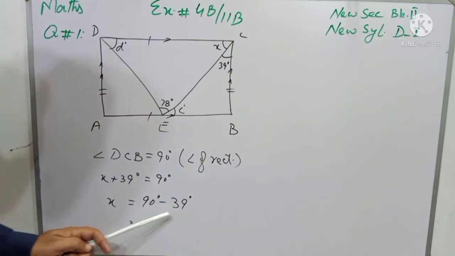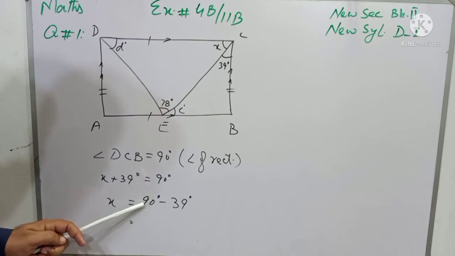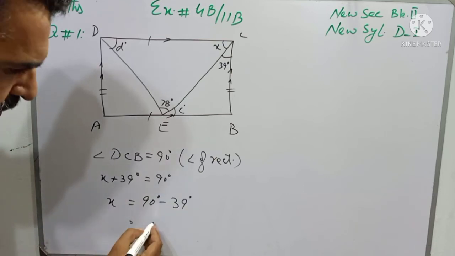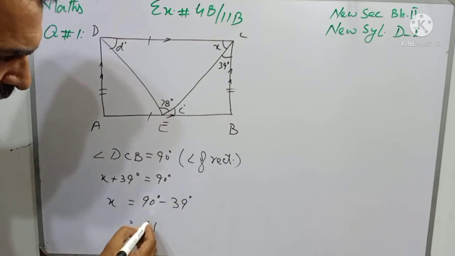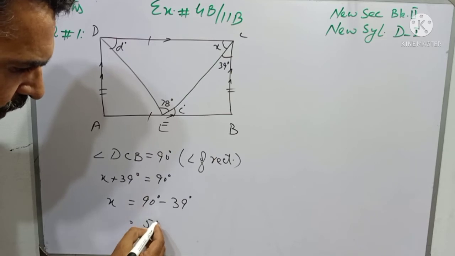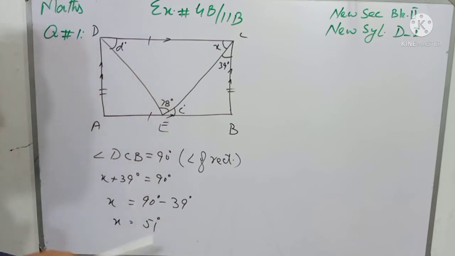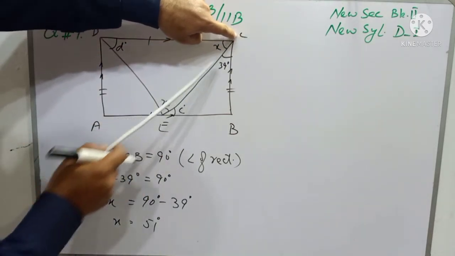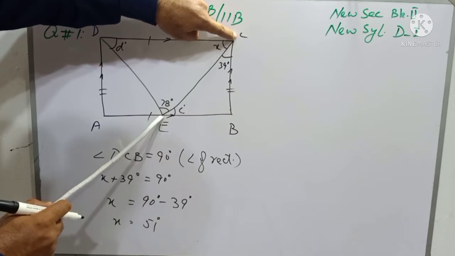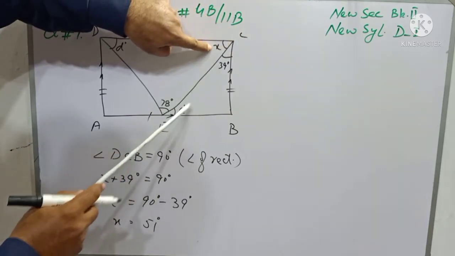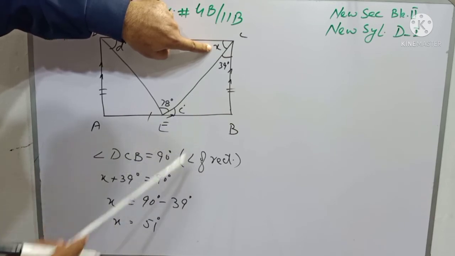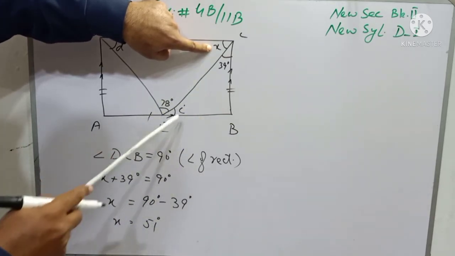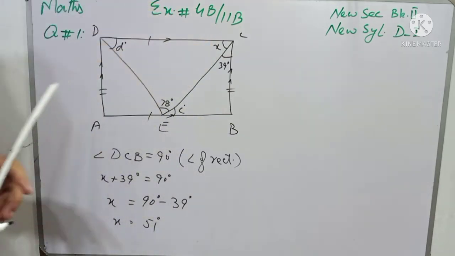We will subtract 39 from 90 degrees, and we will take 1 carry from 9, and it will become 10. 10 minus 9 means 1, and here is 8. 8 minus 3 means 5. So the value of X is 51 degrees. Now students, these two lines are parallel lines, and EC is the transversal line. So angle X and angle C both are alternate angles, and the value of angle X is 51. So angle C will also be 51 degrees.